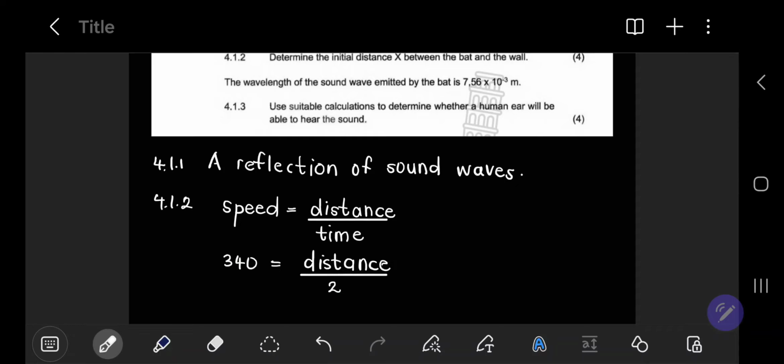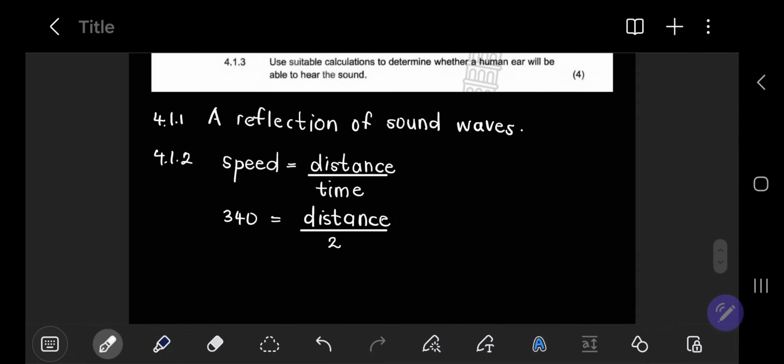Time, I'm working with 2 seconds. Taking this 2 and multiplying across, we get distance as 680 meters. So what exactly does this distance represent? This is the distance that the echo traveled. Okay, this is the distance that the echo traveled. So that's important. I'm just going to label it that way.